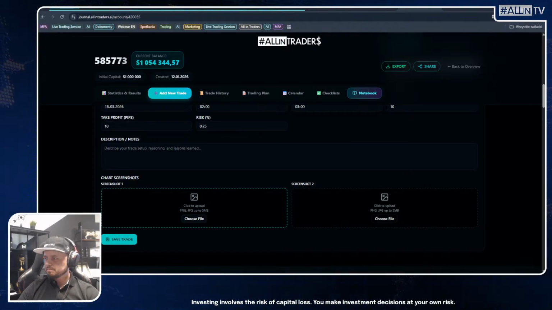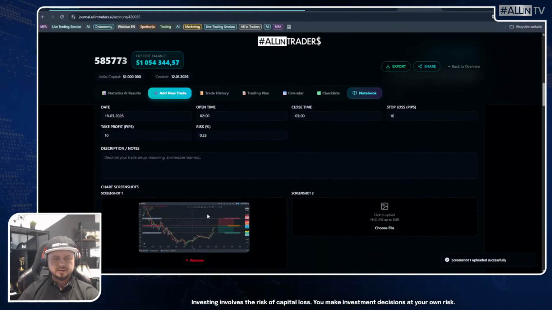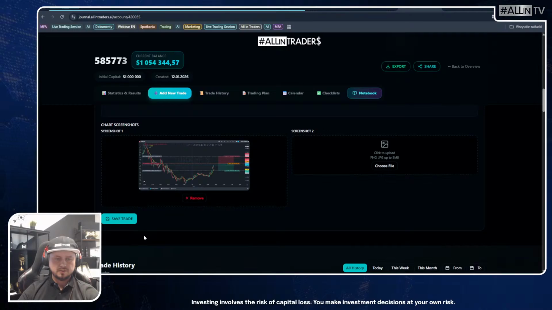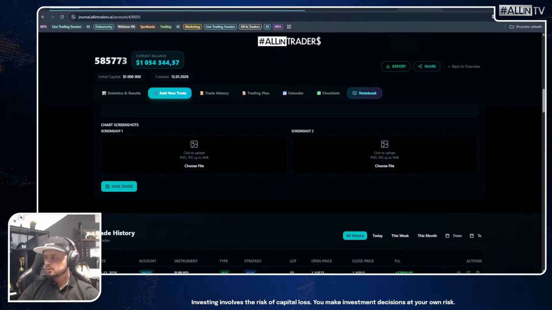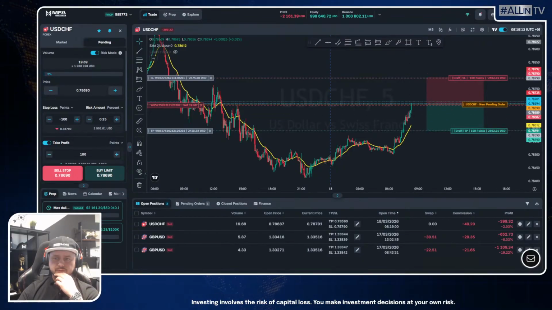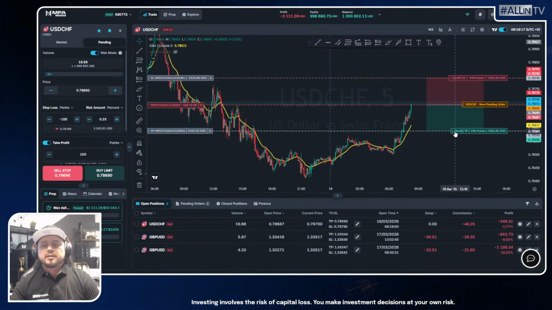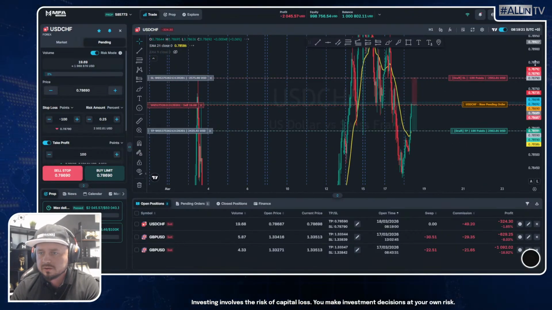Okay, USD CHF, and this is trading plan, so let's check. I think the trade is activated. Yes, it is activated. Save trade. Let's have a look. Guys, look, this trade is activated. So we are waiting for reaction. Okay, hopefully there will be reaction.